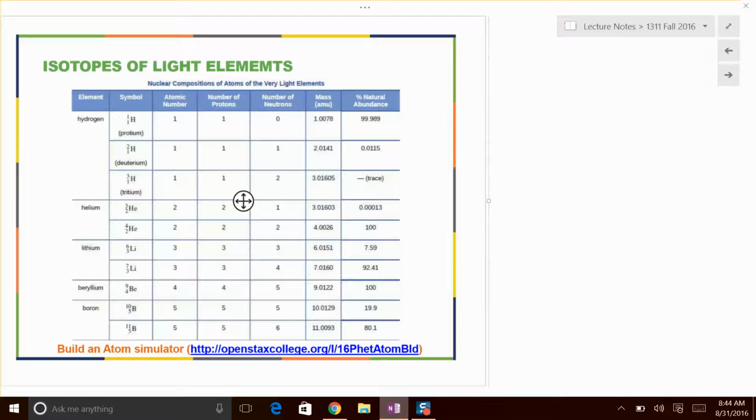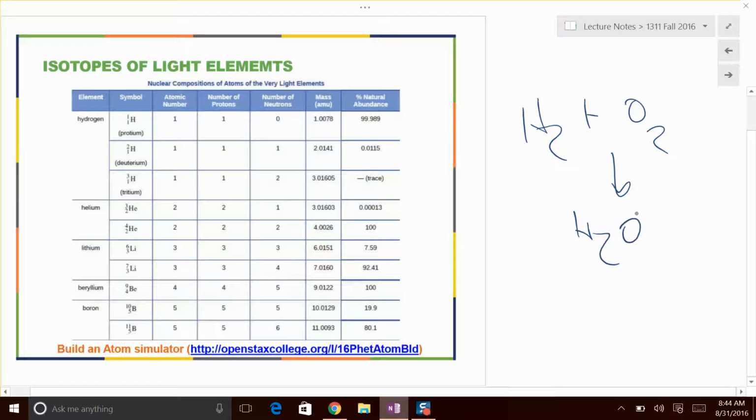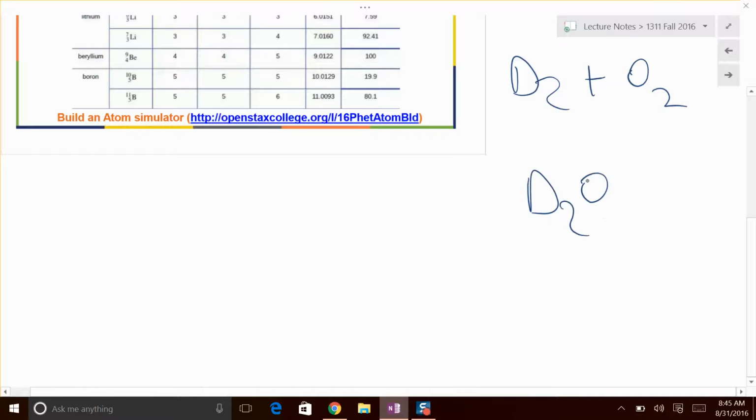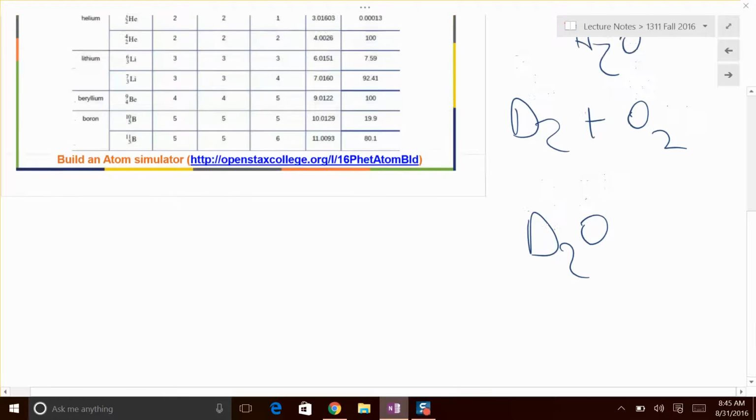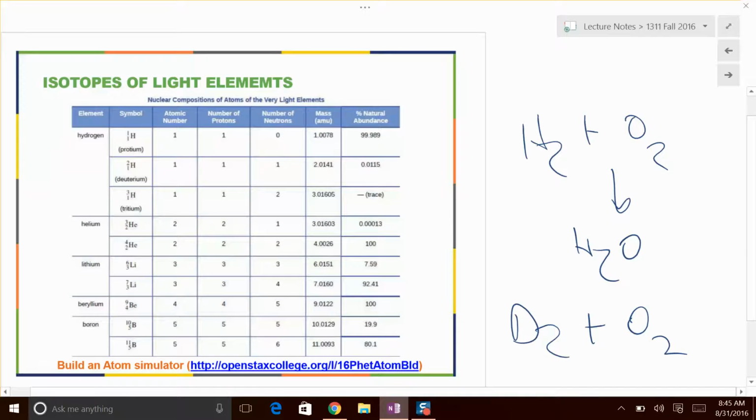So instead of reacting H2 plus O2 to form H2O, if you isolate a sample of deuterium, D2 plus O2, you'll form D2O, which they call heavy water, which is radioactive water. Okay, so that's deuterium. Here we have helium isotopes, lithium, okay, boron, and that's how we get these masses over here. Okay, the masses that we see on the periodic table.